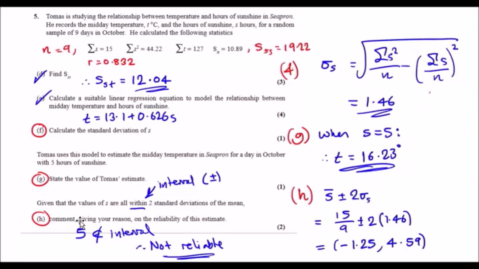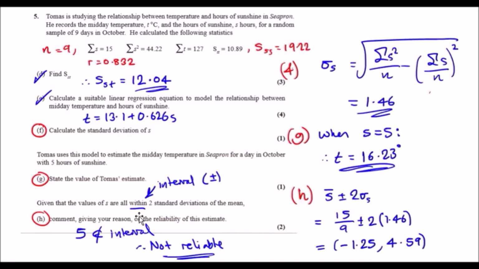Now here's the last bit. So given that the values of S are all within 2 standard deviations of the mean, so in this context, within is always a plus minus interval. That's what it actually means. Comment, give a reason on the reliability of this estimate.